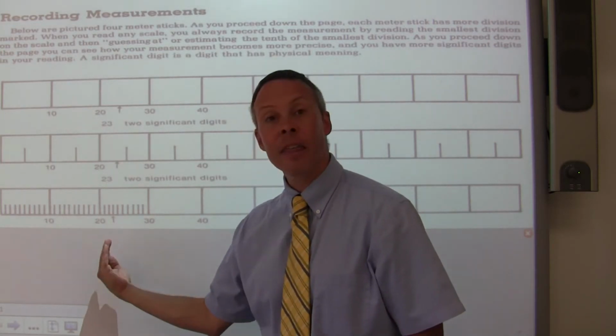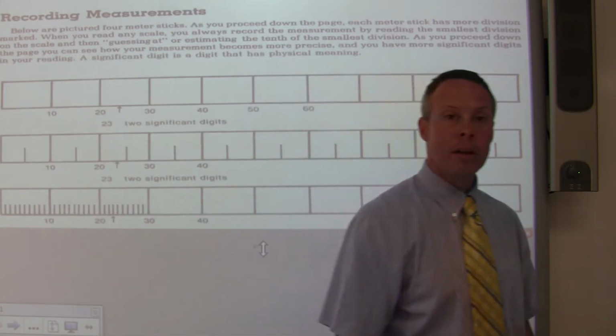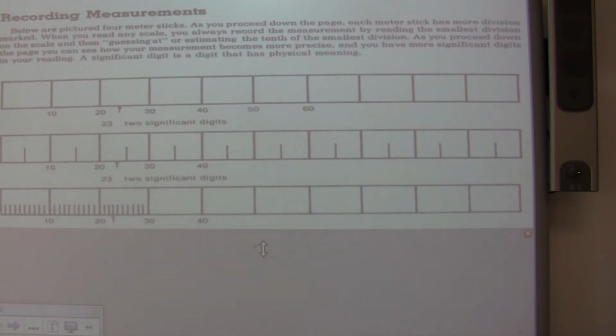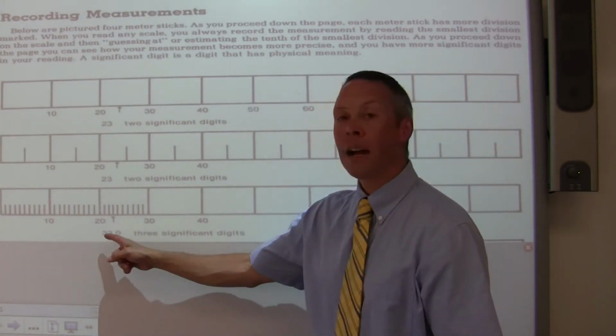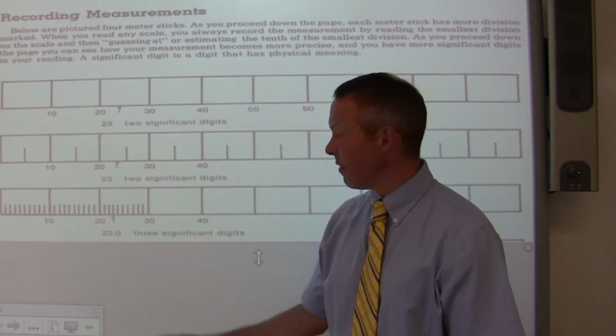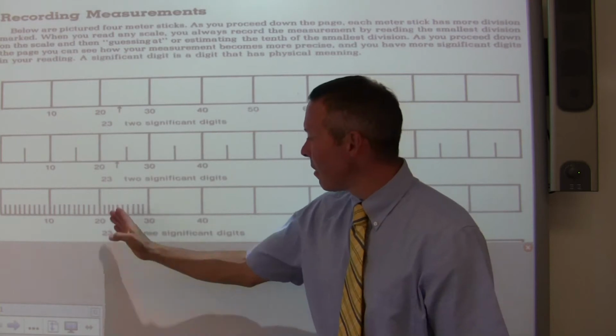Do you think it's exactly on the 3? Is it a little bit above, a little bit below? I think it's exactly on the 23. So in terms of significant figures, I would write 23.0 centimeters. That has 3 significant digits. 20, yeah, I'm certain of it. 3, I'm certain of it. 0.0, I don't know, I think it's about lined up.